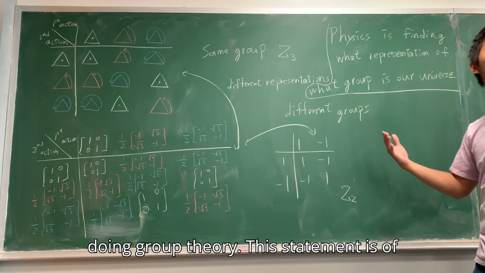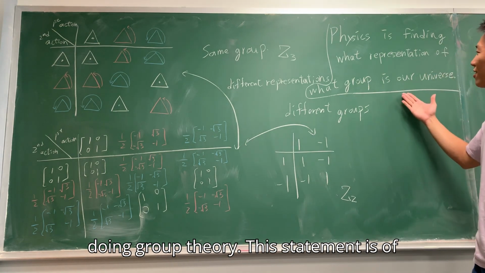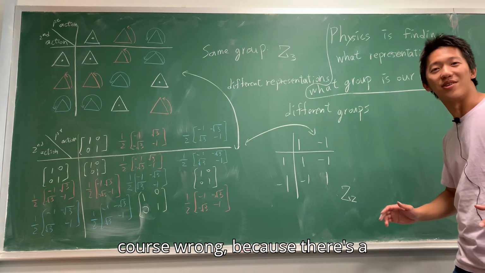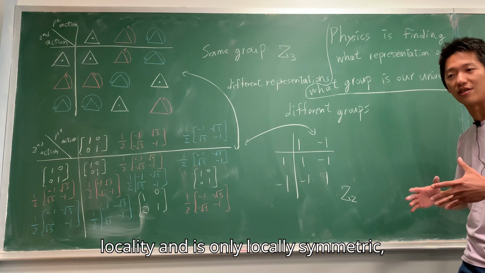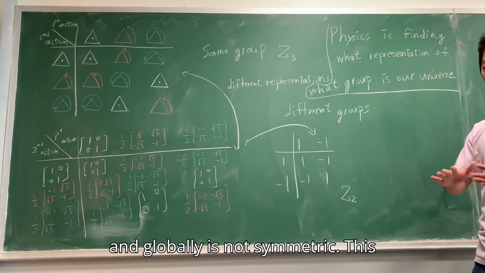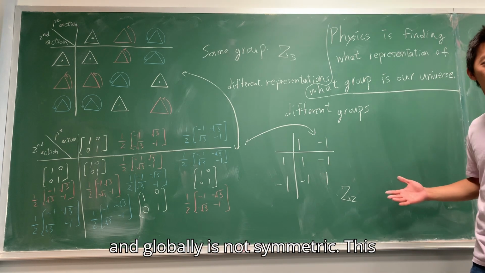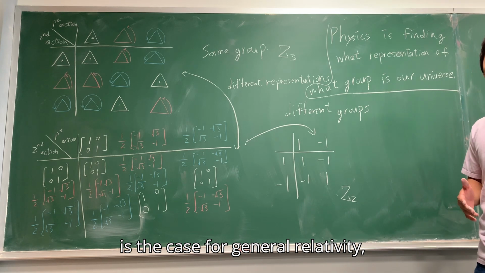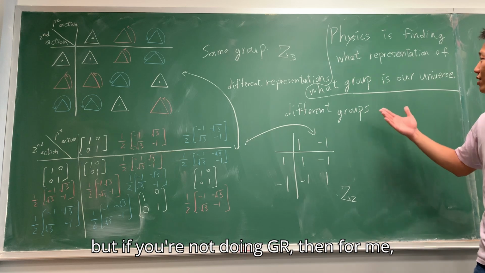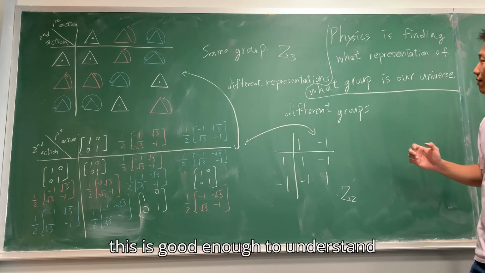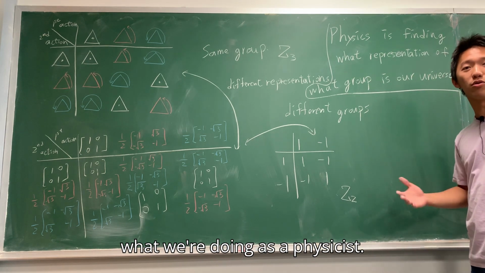We're just doing group theory. This statement is of course wrong, because there's a possibility that our universe has locality and is only locally symmetric, and globally is not symmetric. This is the case for general relativity, but if you're not doing GR, then for me, this is good enough to understand what we're doing as physicists.